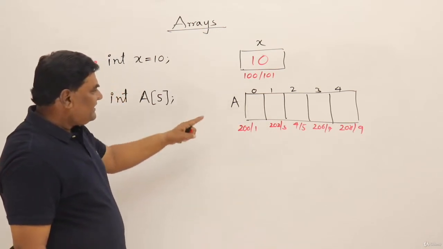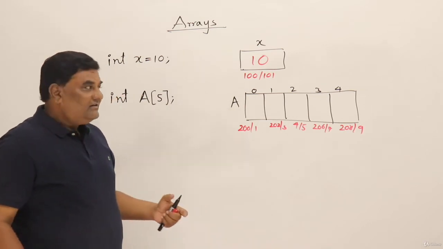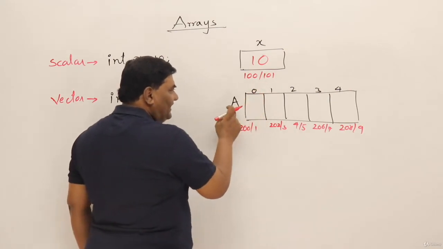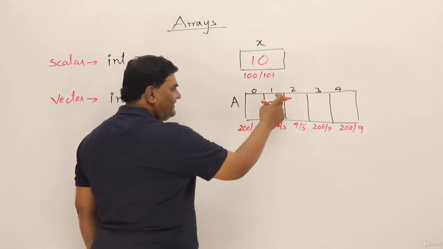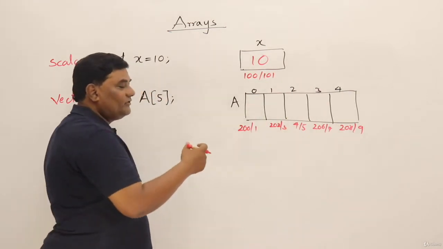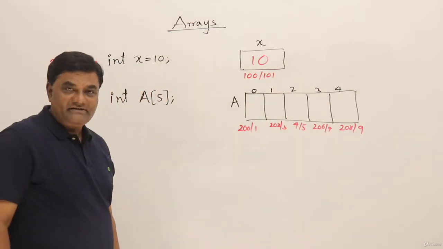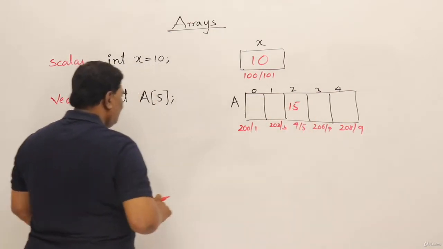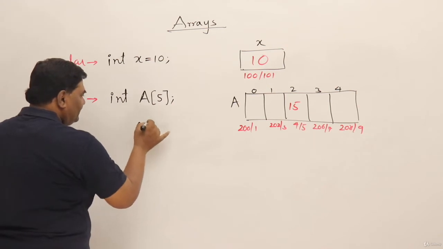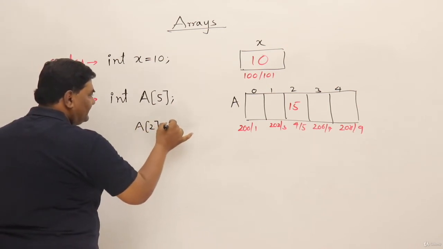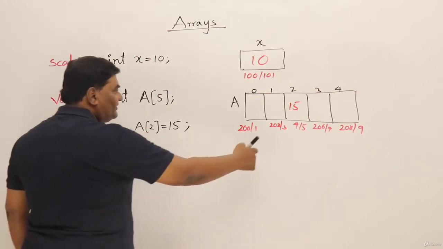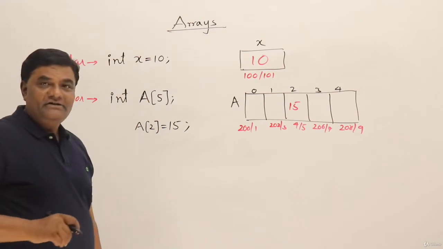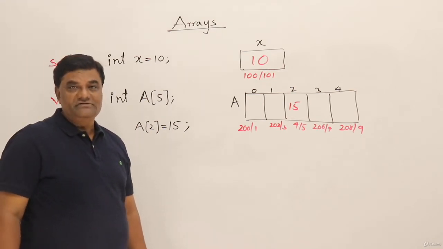Now all those 5 integers have the same name, that is A. Then how to differentiate those 5 integers? We can differentiate them with their indices. A of 0 means this is the first integer, then second integer, third, fourth and fifth. So I can access them or differentiate them with the help of index. Suppose I want to store a value 15 here. Then I can say A of 2, that is index 2, assign value 15. So this will store the value 15 here. So using the name and the index, we can access any of those integers, any of those elements.